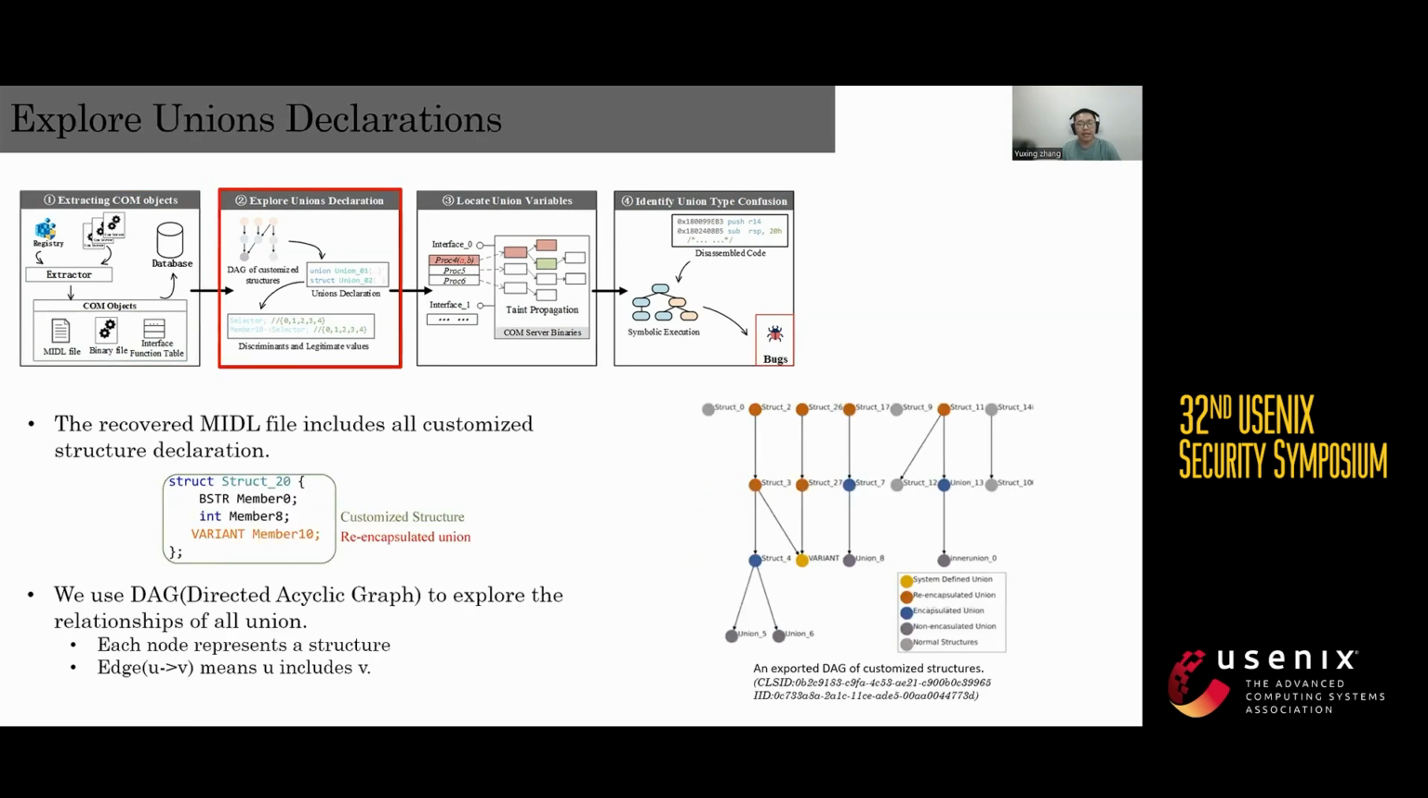And the second step is to categorize the different types of customized units in MIDL files. We construct a directed acyclic graph to achieve that. Each node in the graph signifies a structure, and an edge from U to V indicates that the structure U includes a member of type V. The normal units are non-encapsulated units, and the parent nodes of the normal units are encapsulated units, and their ancestor nodes are re-encapsulated units.